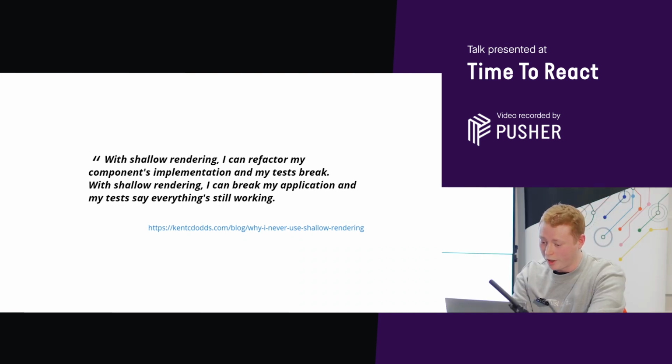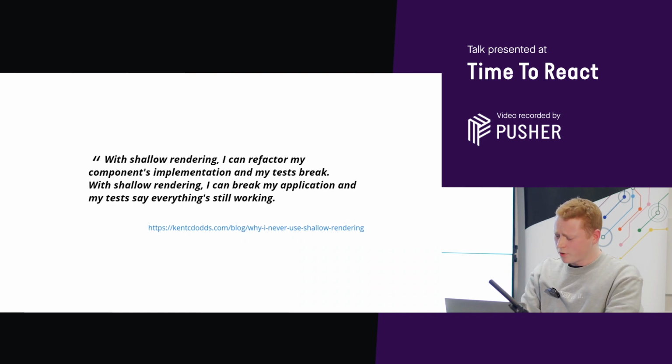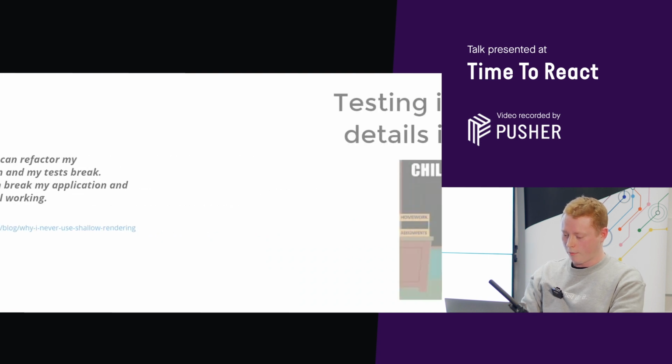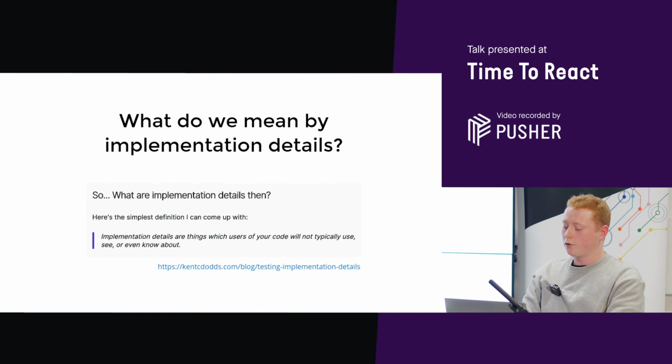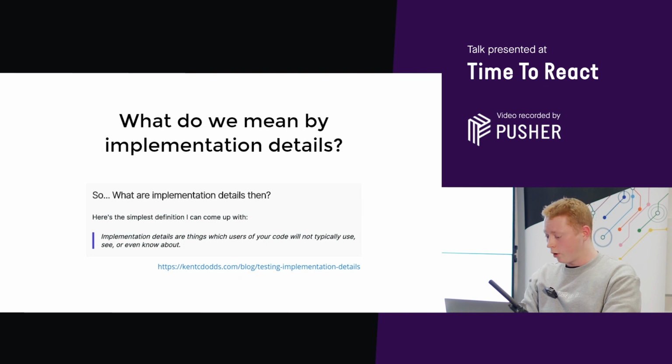So what do we mean by implementation details? Which might seem kind of obvious, but there's more to it than you might think. So yeah, this is Kent's simple definition: an implementation detail is something which the users of your code will not typically use, see, or even know about. So anything that they do know about is not an implementation detail, and you should test that. And anything that they don't know about is an implementation detail, and you don't need to worry about testing that. In fact, you shouldn't test that.